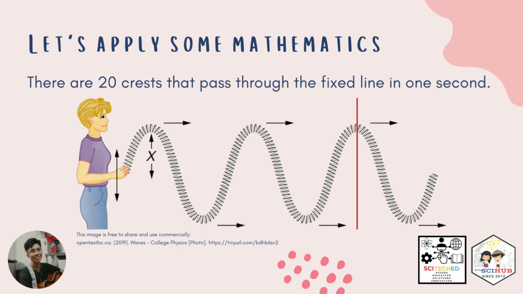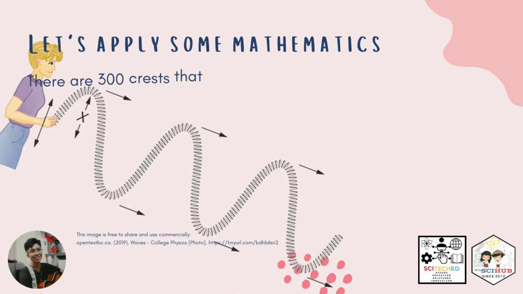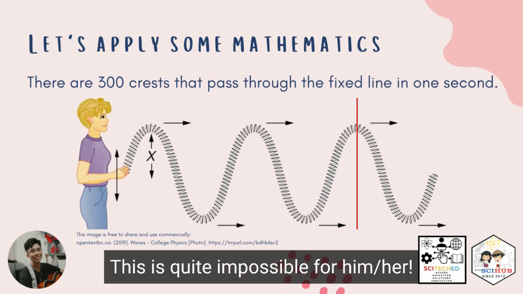Now, if we have 300 hertz, then there are 300 cycles per 1 second. We can think of it as if there are 300 crests or 300 troughs, whichever you like, that pass through this fixed point in only 1 second. Therefore, this person here needs to wiggle his or her hands very, very fast so that in only 1 second, he or she can make 300 crests pass through this red line.